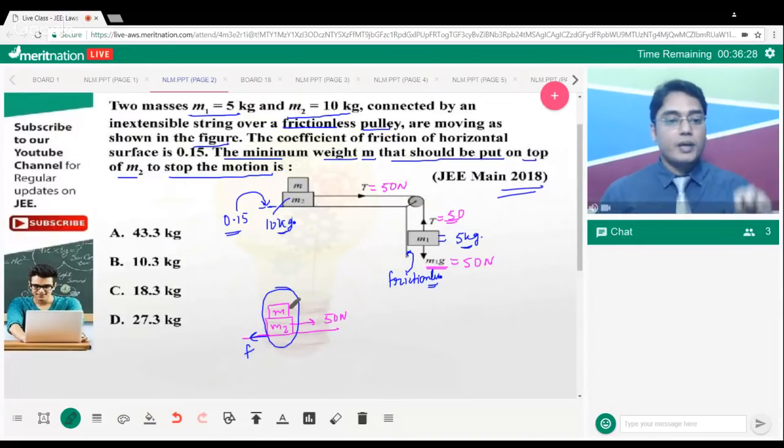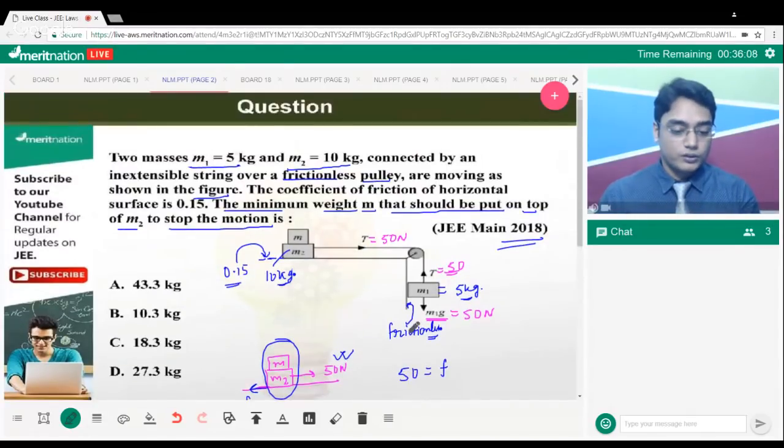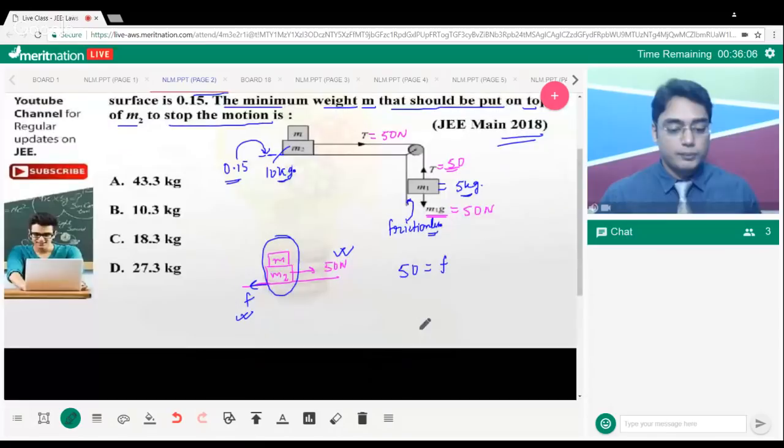So if m and m2 form a system, we can say that this 50 Newton is balanced by this friction. So now we can say that 50 is equal to F. Why are we making this statement? Because in this question it is given that the system is in equilibrium. Very simple. Now the rest is to solve this and obtain the answer.